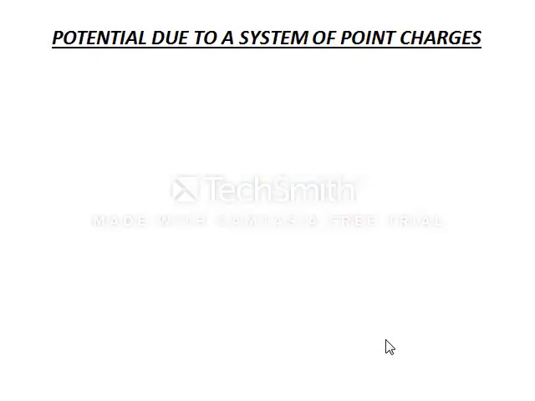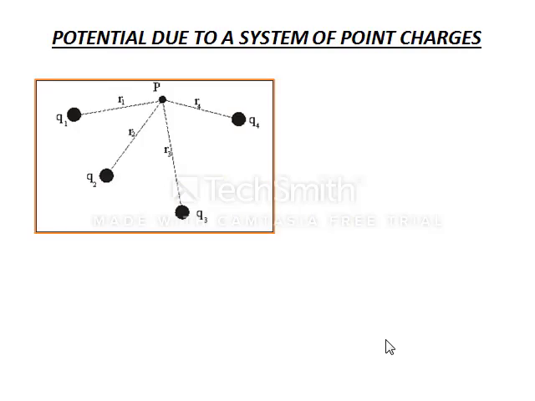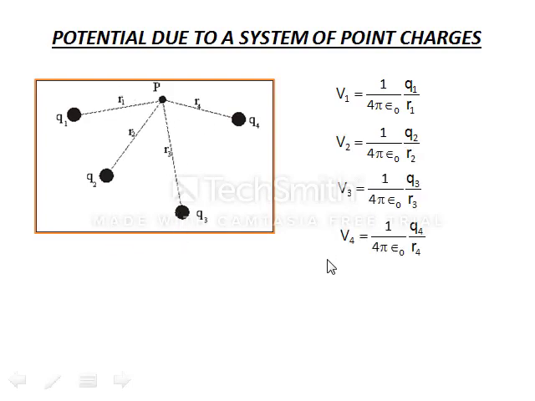Now let us see if we have a system of point charges Q1, Q2, Q3, Q4, and we are supposed to find a potential at point P. Point P is having distance r1 from Q1, r2 from Q2, r3 from Q3, r4 from Q4, and so on. Now the potential at P due to Q1, forget all others, only due to Q1, is this one. V1 is 1 by 4 pi epsilon naught Q1 by r1. Similarly, the potential at P due to Q2 will be V2 is 1 by 4 pi epsilon naught Q2 by r2. Similarly for Q3, similarly for Q4, and so on.